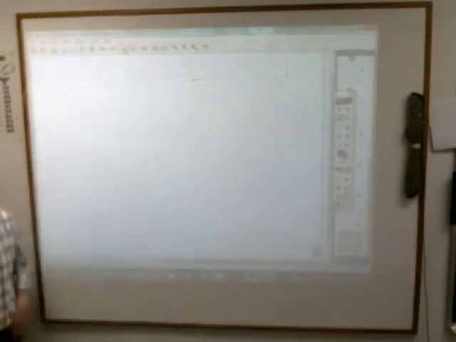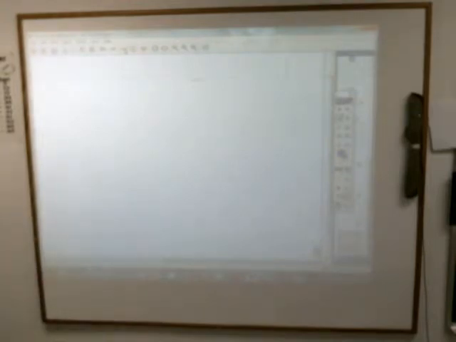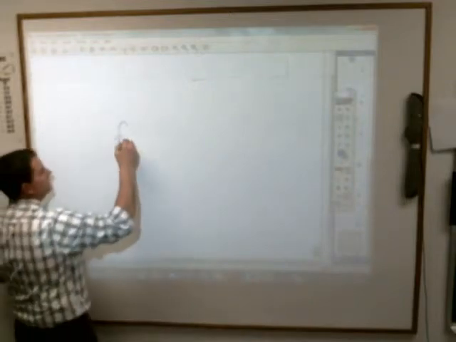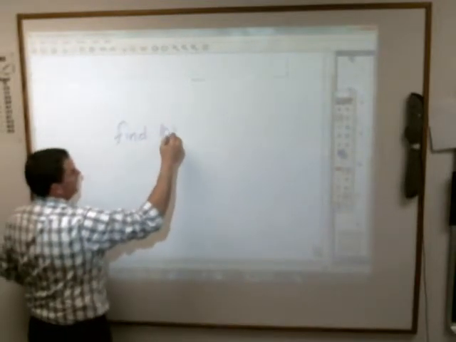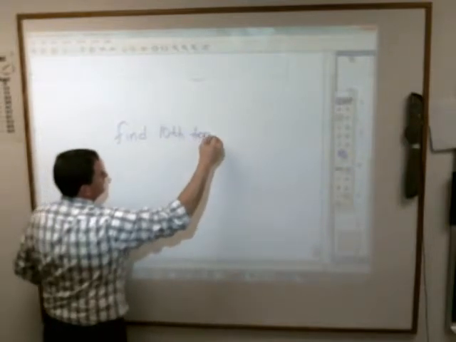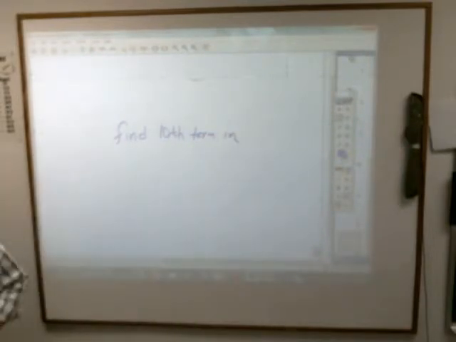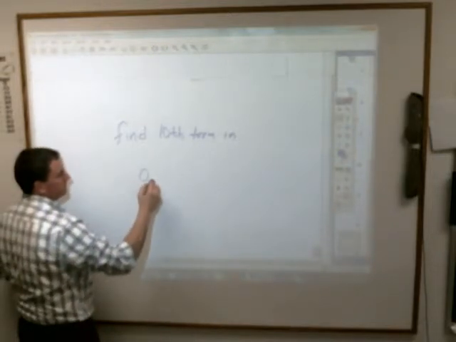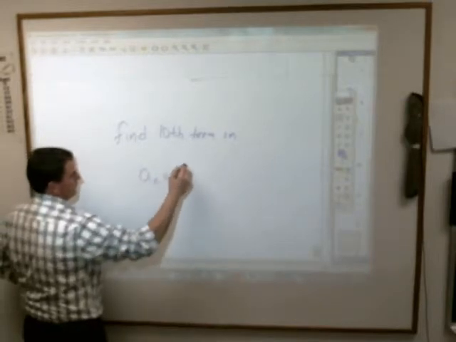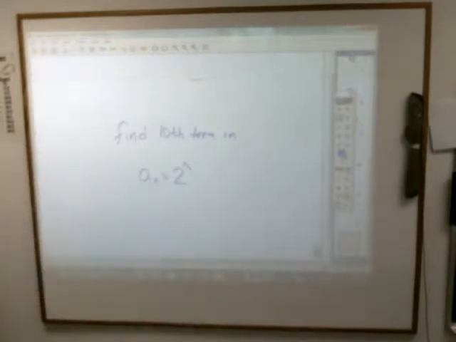Alright, perfect. Let's look at another one. A little tougher, I'll get to your question in just a second. How about this one? Find the 10th term in a sub n equals 2 to the n.